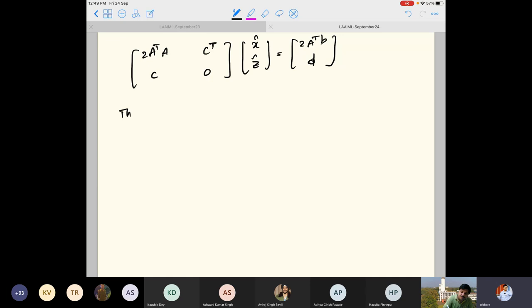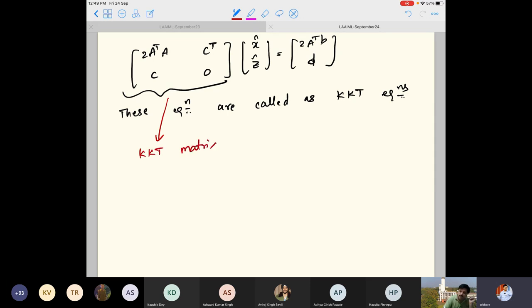So these equations are actually called KKT equations. These are the KKT equations. Karush, Kuhn, Tucker, they are the mathematicians who derived these conditions, not for this problem but in general for constrained convex optimization. So these are called KKT conditions. And this particular matrix is called the KKT matrix.